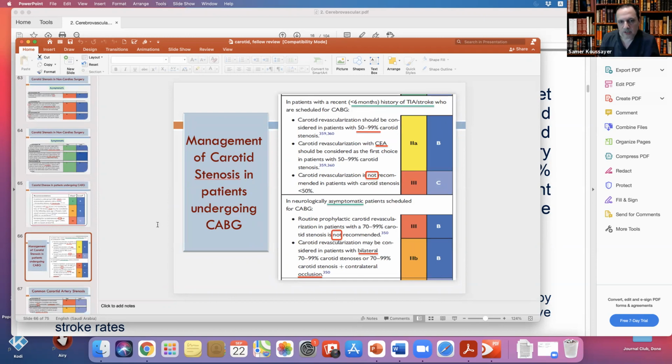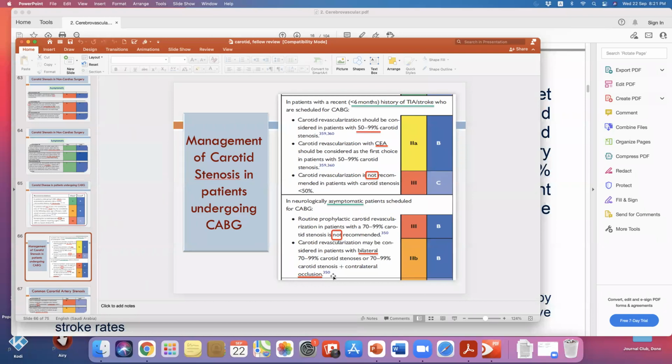Okay. In neurological asymptomatic carotid, this is before CABG. This is the measure of carotid stenosis in patients undergoing CABG. If asymptomatic, routine prophylactic carotid endarterectomy in patients with 70-90% stenosis is not recommended. I agree 100%. The only time you have to do it is if he has bilateral 70-90% stenosis, or 70-90% on one side and contralateral occlusion. So according to this, it is what I said.